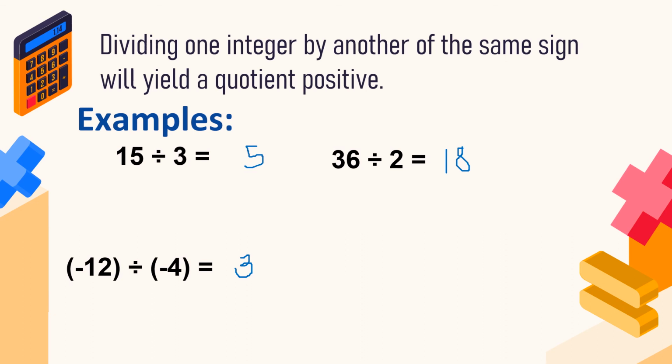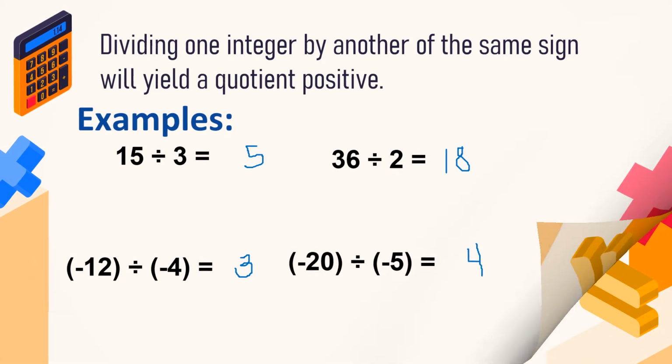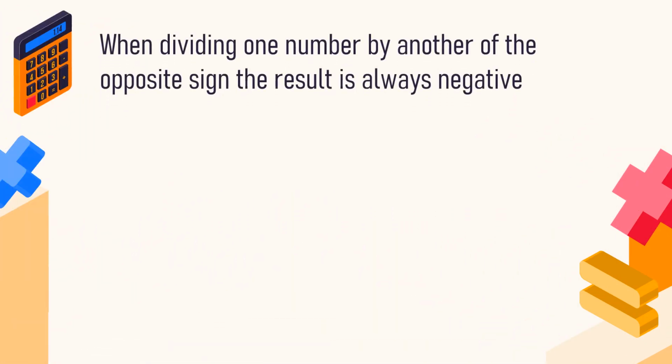So, kapag pareho ang sign, positive pa rin na sagot. And negative 20 divided by negative 5 is equal to positive 4. Next, when dividing one number by another of the opposite sign, the result is always negative. So, kagaya siya sa multiplication, kapag magkaiba ang sign, ang laging sagot ay negative.